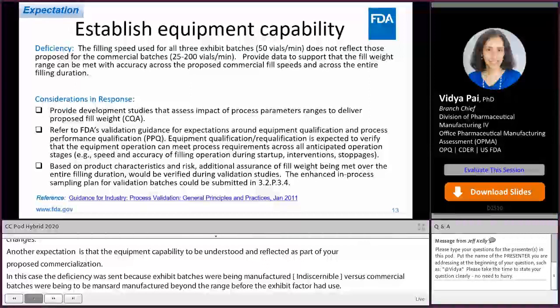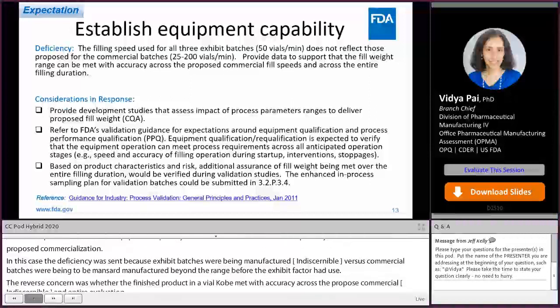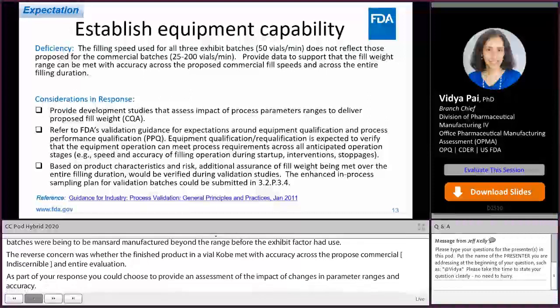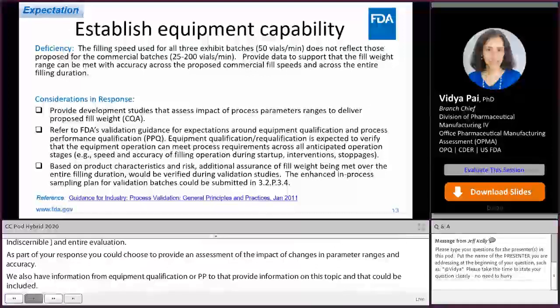So as part of your response, you could choose to provide an assessment of the impact of changes in process parameter ranges on the proposed fill weight and accuracy. You may also have information from equipment qualification or PPQ that provide information on this topic, and that could be included. Moreover, based on product characteristics and risk, you could also propose to conduct additional enhanced in-process sampling, especially, say, for the validation batches, and include that as part of your controls within P3.4.